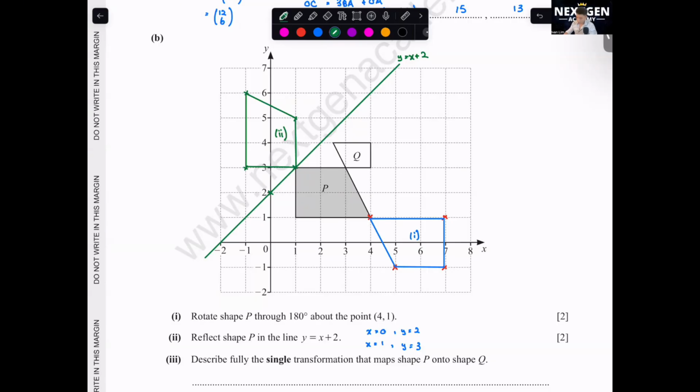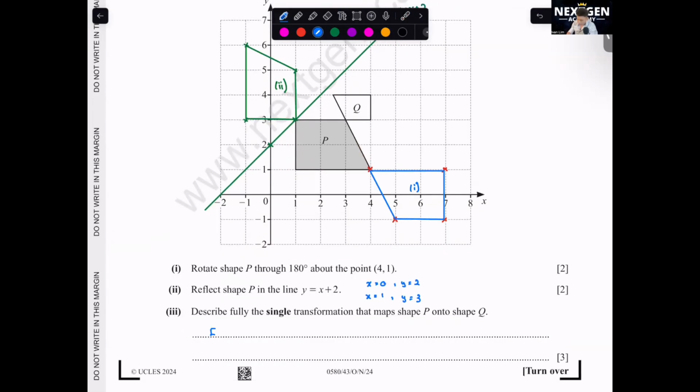Okay, P to Q. What is this? The only transformation that has a different size is enlargement. Okay, what do we need to find for enlargement? We need to find two other things, which is what is your scale factor and what is your center. Center, you all have to write what is the center.